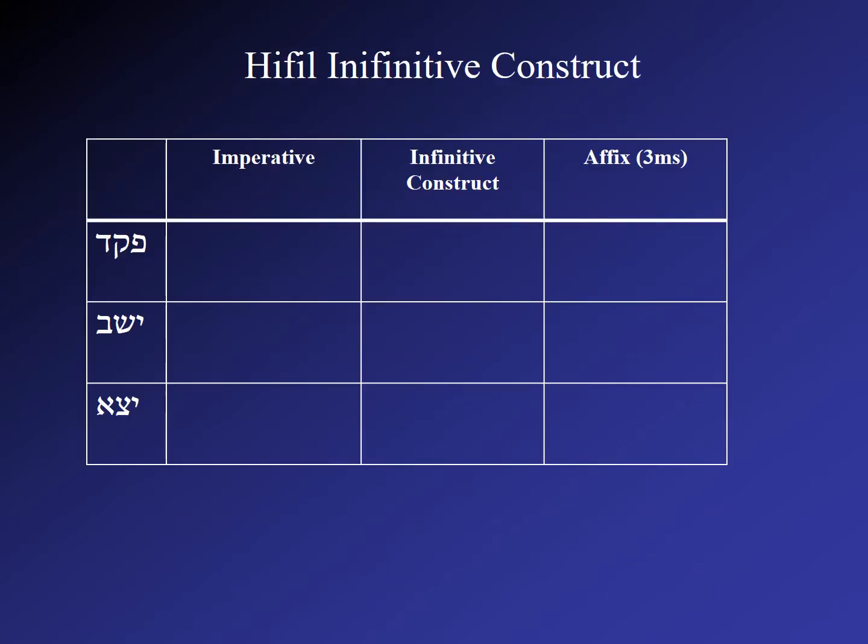Next, we can talk about the Hifil infinitive construct. You remember from the Qal that the infinitive construct in the Qal is the same as the imperative, in each case. With the Hifil, we can also begin with the imperative, but they're slightly different. So the imperative of paqad, the strong root, is haphqed, as you know. The infinitive construct is haphqid. So here you have the tsere, haphqed, and the infinitive construct, you have the hireq yod, haphqid.